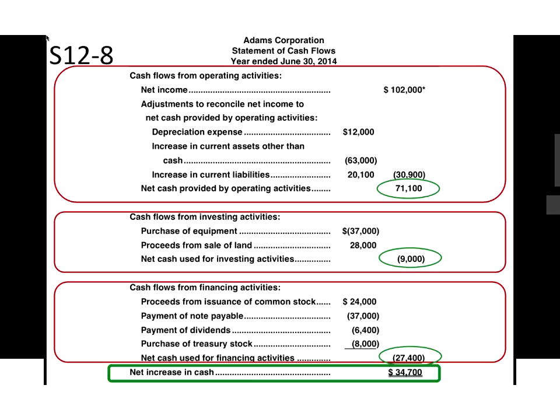And once in a while, on the homework, it'll give you a beginning cash balance. You would take that beginning cash balance, add the increase, and come up with the ending cash balance. But this is the net increase in cash provided by activities this time.